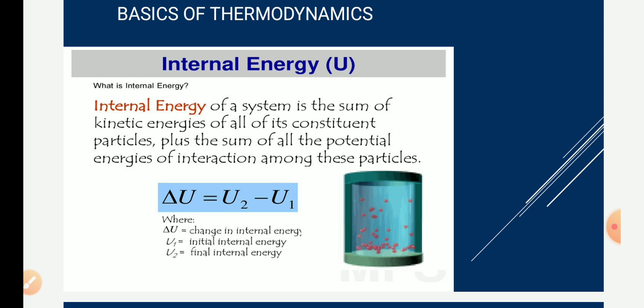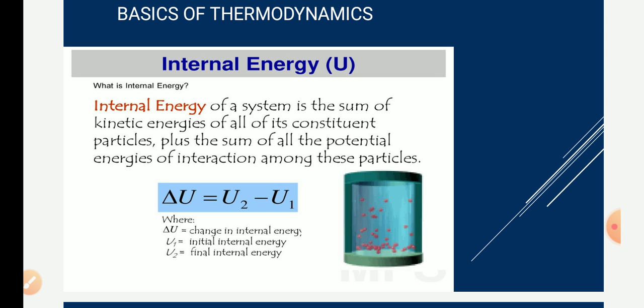That means the change in internal energy, delta U, equals U2 minus U1, where delta U is the change in internal energy, U1 is the initial internal energy and U2 is the final internal energy. By the difference of this only we can estimate the internal energy of the system.